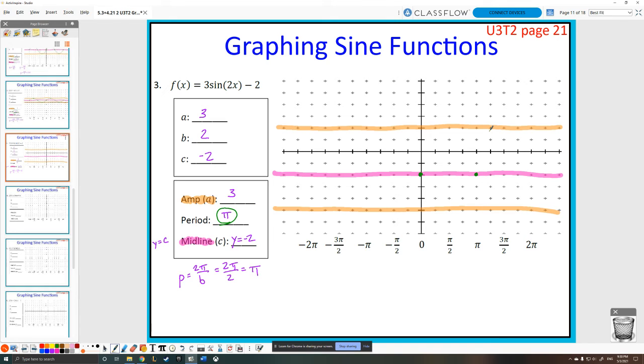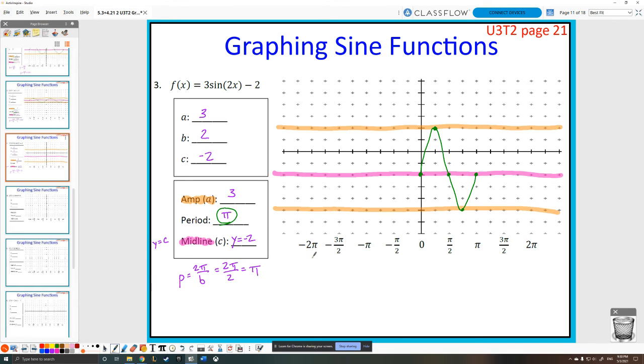A period means how long is one wave. You can see one wave is much shorter. Now, I'm still going to do the same type of method in graphing. This is my start. This is my end. Right in between is still my midline. Between the first two is my max. Between the second two is my minimum. Okay, so one wave, you can see this time is much sharper.